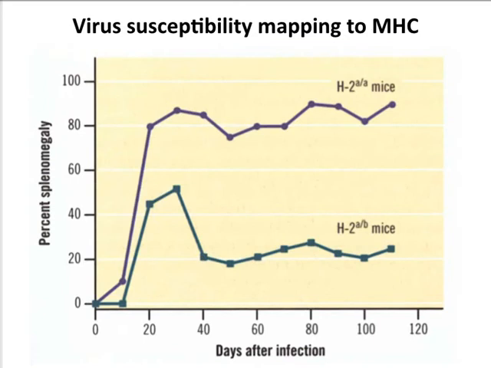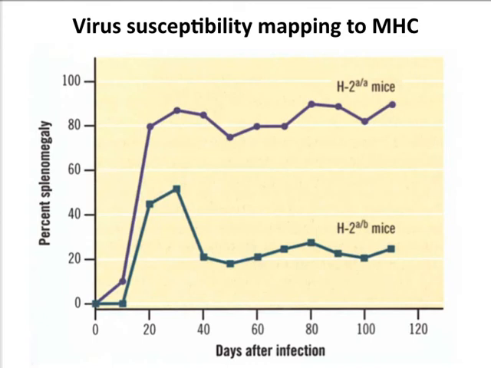Major histocompatibility proteins, MHC1 and 2, are also important determinants of disease outcome. These are two strains of mice that have a different H2 allele, one of the histocompatibility genes. We have many genes encoding our MHC1 and 2 proteins, and they're highly polymorphic. There are thousands of alleles. And certain alleles are better at presenting peptides than others. And that's shown in this mouse study.